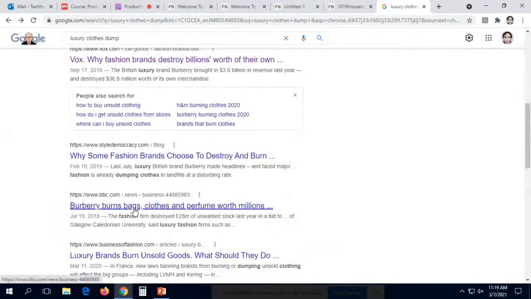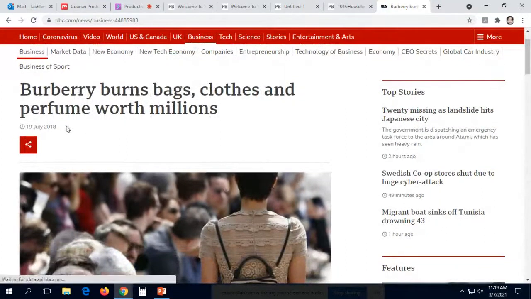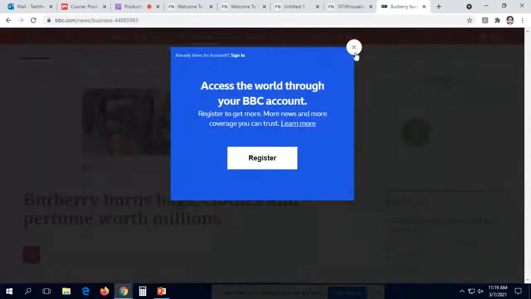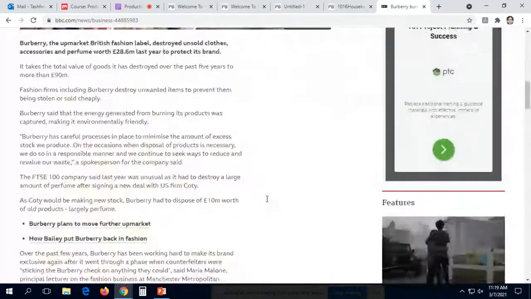Burberry burns bags, clothes, and perfume worth millions. Very interesting. We could just talk about this today. Burberry burns bags, and it is BBC. 2018, not far.